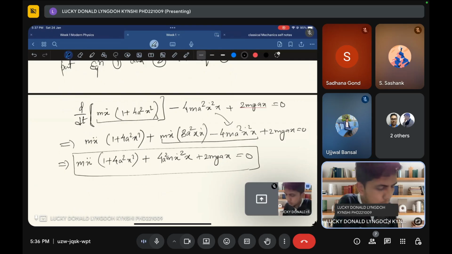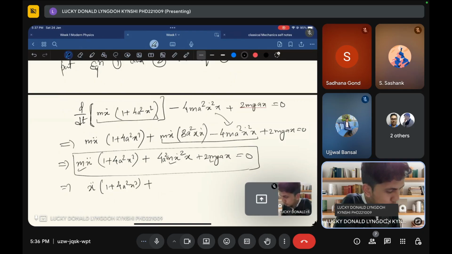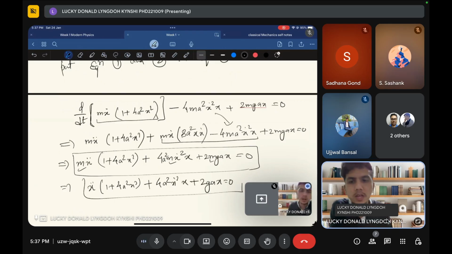Okay, you can take common m, okay, and then everything goes to 0. x double dot 1 plus 4a square x square, because these are all terms here, plus 4a square x dot square x plus 2gax equal to 0. So this is what you call the equation of motion.